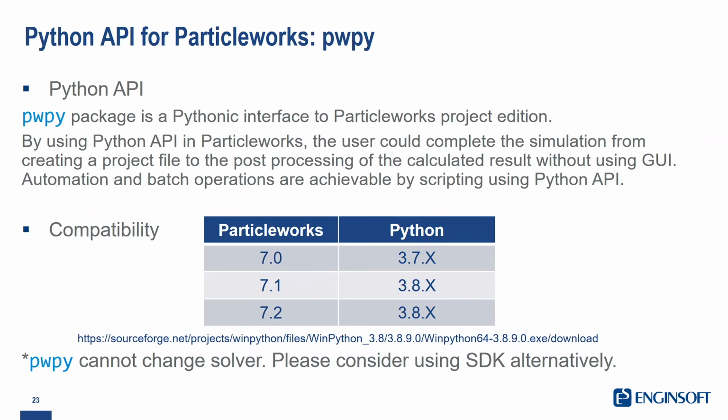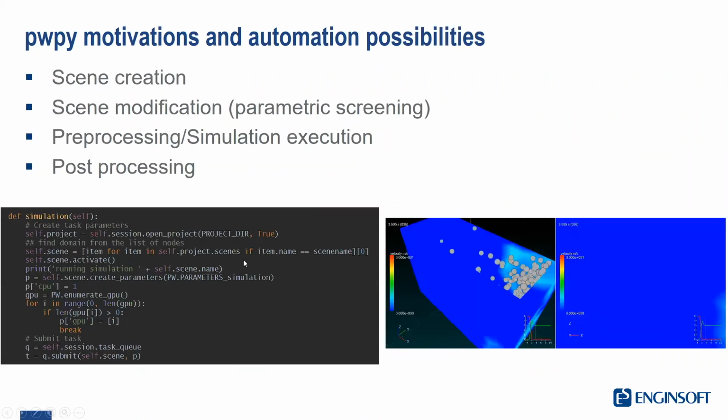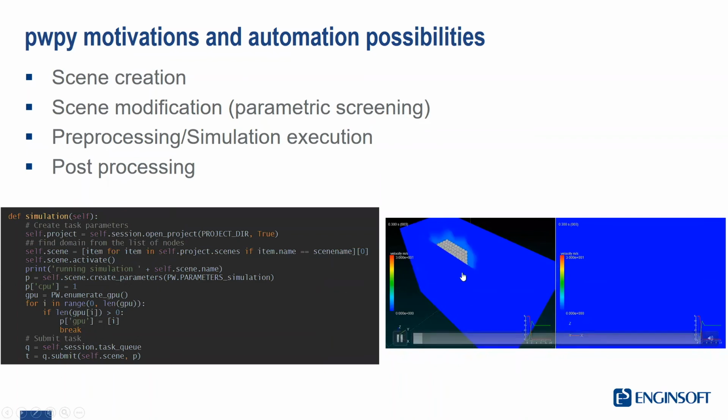Here is just an overview of the requirements in terms of Python requirements. So we are looking at version 3.8 for Python. And here is what you can do. We can do the creation of the scene, the setup of the simulation. We can do a parametric screening of our simulation, maybe changing the particle size or some other physical properties. Maybe you can do a screening of the oil physical properties. You can launch pre-processing, but also post-processing. And here is an example of some sort of automation of the post-processing that can be done in Particleworks.